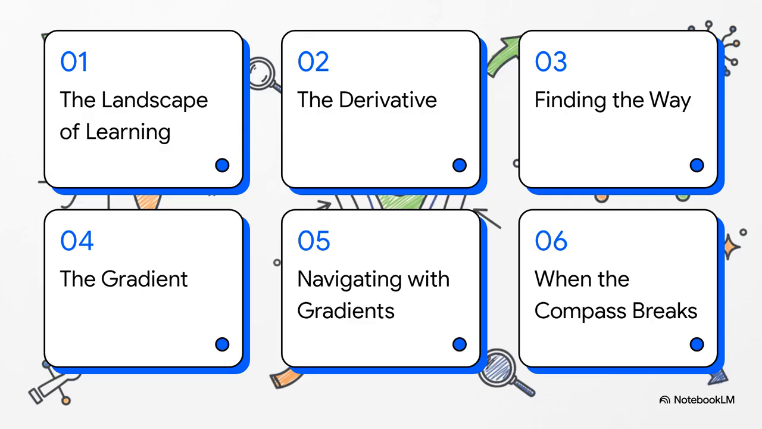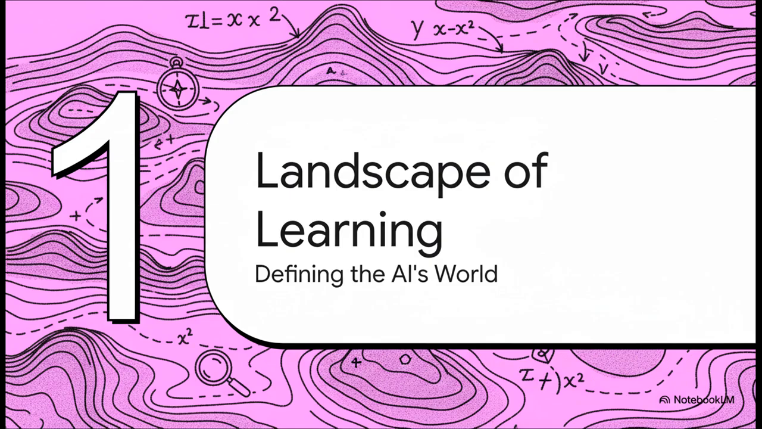Okay, so here's the game plan. First, we're going to define the world our AI actually lives in. Then we'll get our hands on a 2D compass, that's the derivative, and figure out how to use it. After that, we're leveling up to a 3D GPS, the gradient, and we'll see how it navigates these tricky surfaces. And finally, we'll look at those situations where our tools can, well, kind of break down. So let's get started. All right, first things first, we've got to understand the terrain.